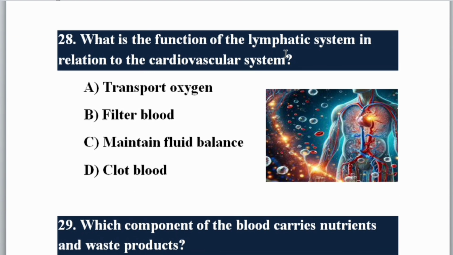What is the function of lymphatic system in relation to cardiovascular system? So the options are alpha, transport oxygen, beta, filter blood, Charlie, maintain fluid balance, delta, clot blood. So here the right option is Charlie, maintain fluid balance.